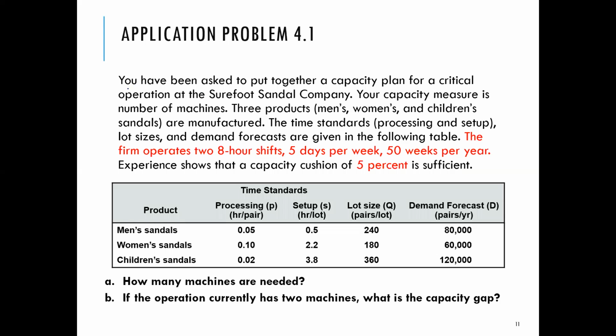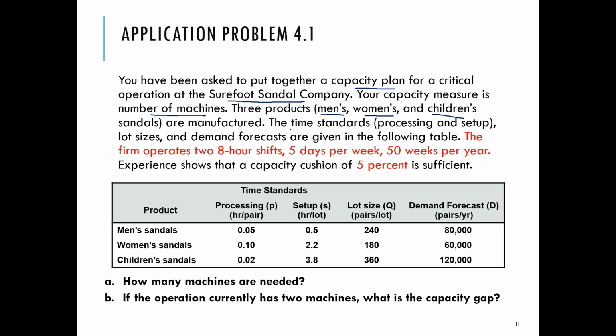So in this example, we've been asked to put together a capacity plan for a critical operation at this sandal company. The capacity measure is number of machines, which is similar to what we were doing earlier. We have to find out how many machines we need. Now, this company makes 3 different kinds of products. They make men's sandals, women's sandals, and children's sandals.